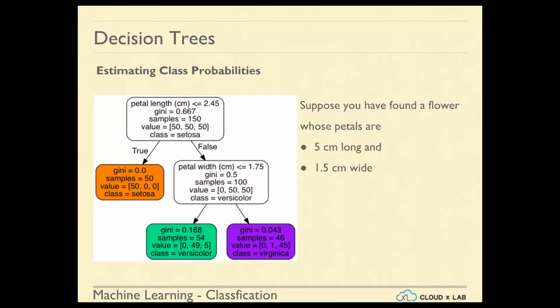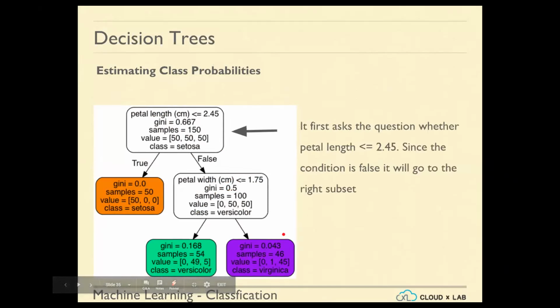Suppose you have a flower whose petals are 5 centimeters long and 1.5 centimeters wide. What is the probability of each of the classes? You say 5 centimeter length, so it says go to the right; 1.5 centimeter wide, so go to the left. That means it could be versicolor or it could be Virginica, but being Virginica, it is going to have a very low probability, right?